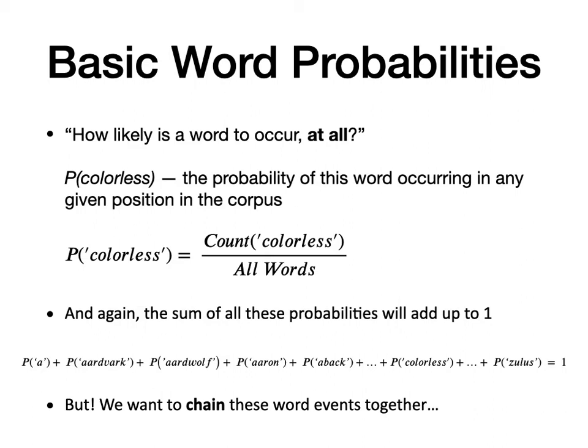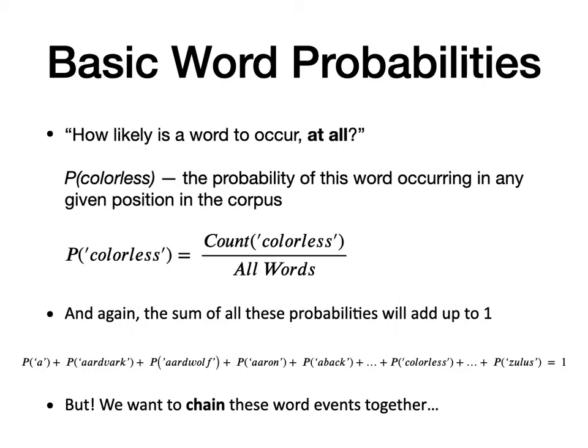So here, probability of aardvark, probability of aardwolf, probability of Aaron, Abak, through colorless, all the way through Zulus. Those will all still add up to 1. So that's the idea. You can pick out how often this one word occurs in my corpus.